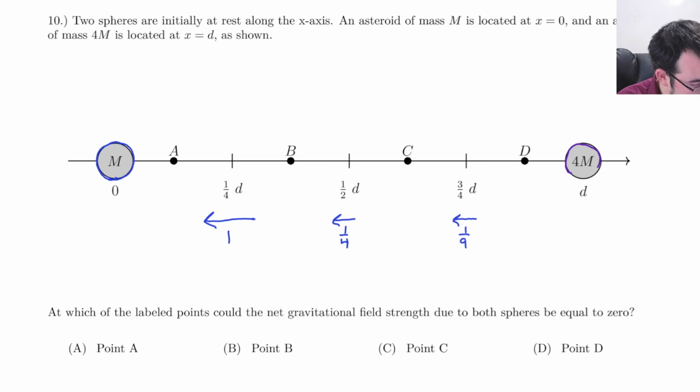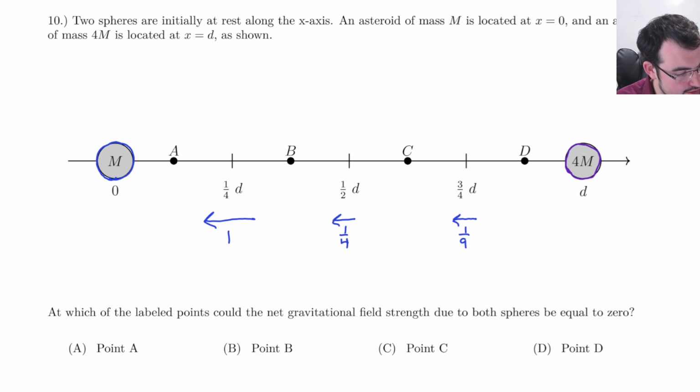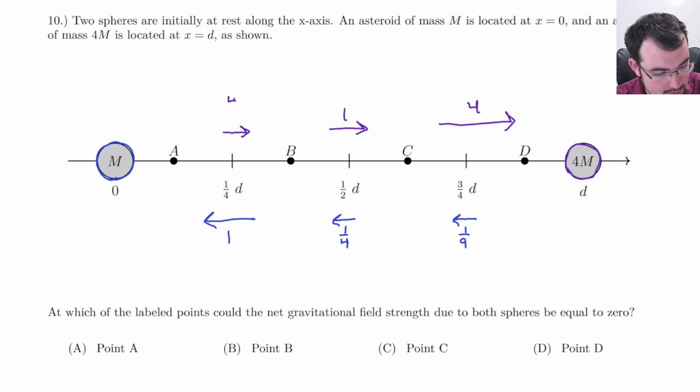And then for the larger sphere, well, it has 4 times the mass. So all of its values, instead of 1, 1/4, 1/9, I just multiply each of these by 4. So this would have a field strength of 4 at the first tick mark. It would have a field strength of 1 at the second tick mark. And it would have a field strength of 4/9 at the third one.